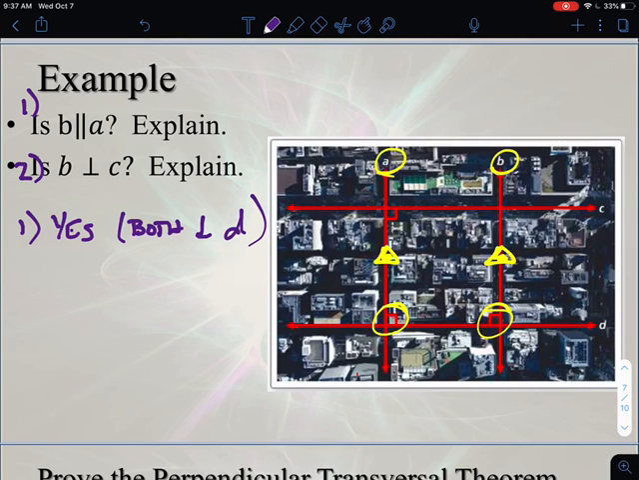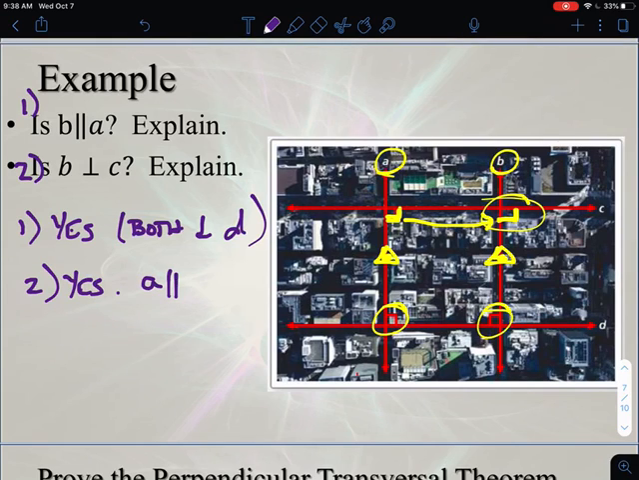And so now when we go to question 2, it says, is B perpendicular to C? So for question 2, can I say that B is perpendicular to C? Well, since I just said A and B are parallel, that means corresponding angles must be congruent. So if this right angle here exists, then this angle right here must exist as a right angle. And so if they have the right angle there, that tells us that yes, B is perpendicular to C.